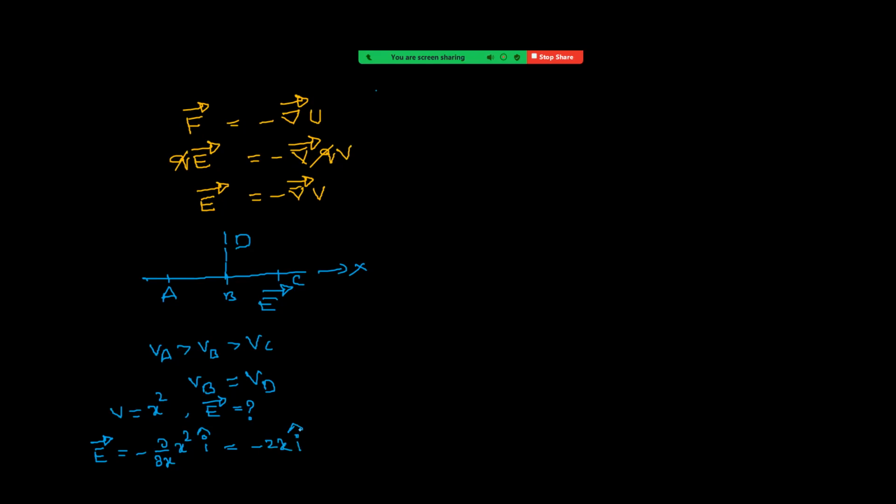Like this, if we are given potential, we can find a field. So here what it says, electric field is now along negative x-axis, because x square indicates that potential is increasing when x value is increasing. Right? So E bar equal to minus 2x I cap, so the direction of field is along negative x-axis.